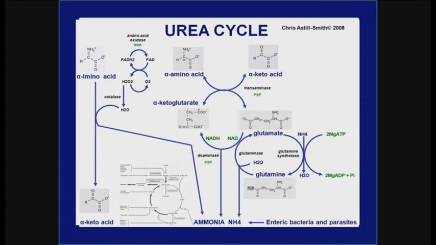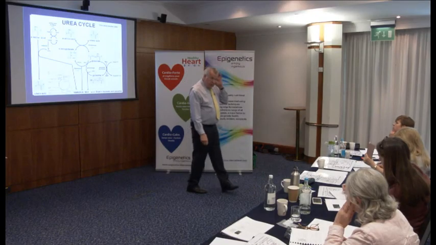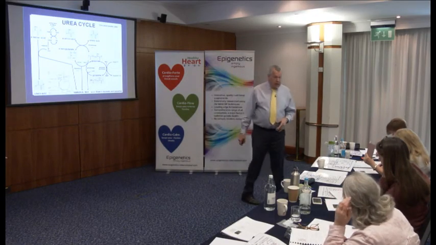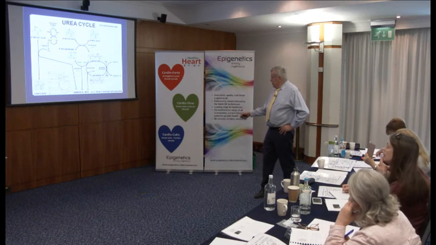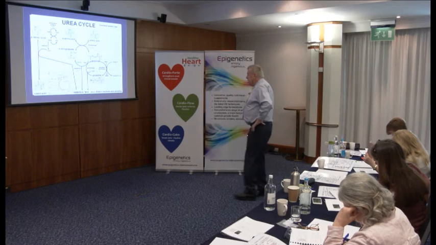So we can also produce ammonia from enteric bacteria and parasites. Parasites will give off ammonia, and enteric bacteria, usually the gram-negatives, will also produce ammonia in the gut. So because a person weakens to ammonia, you don't know that it's just transamination. What we do know is we've got to get rid of ammonia because it's a very toxic substance to the brain and to the kidneys.